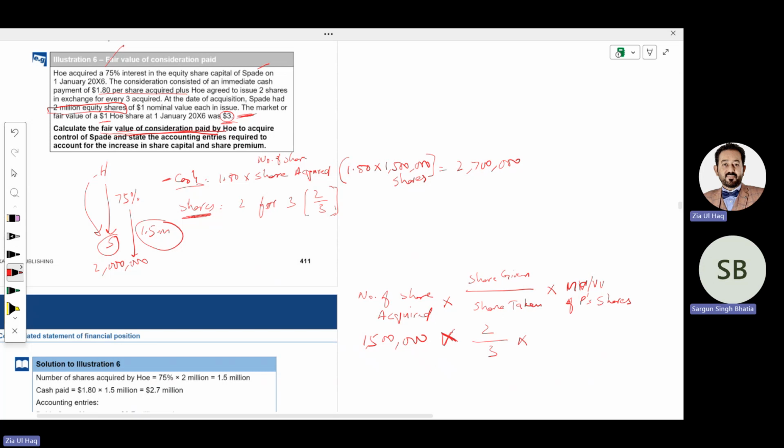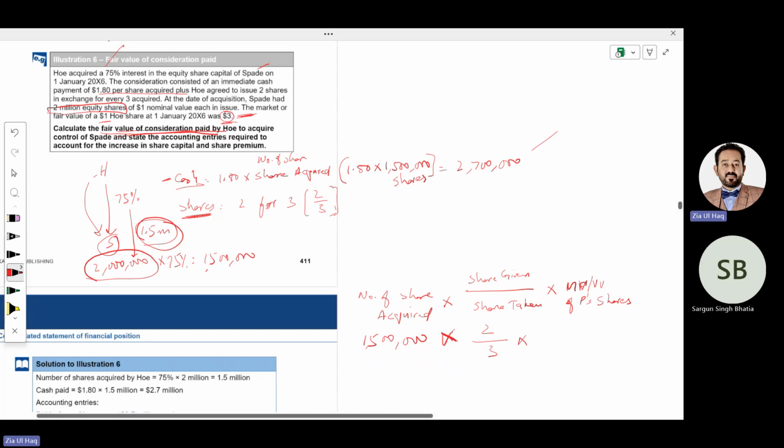If we have acquired 75%, what are the total shares of S? Total shares of S are given as 2 million. Out of this 2 million, we have acquired 75%. And what is 75% of this? 1.5 million. How do we calculate it? 75% into 2, so 1.5 million. So 1.80 per share price into 1.5 million. This means this is what we have paid in cash.